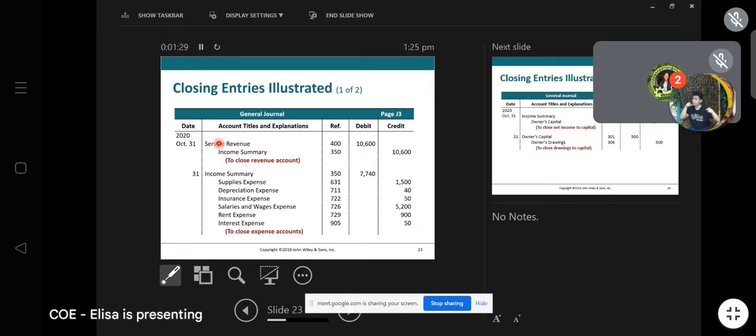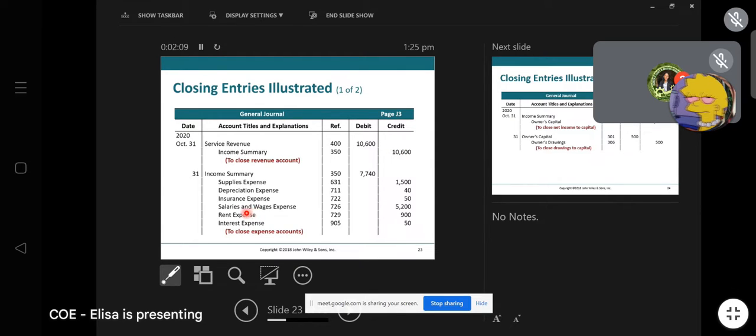Since we will close the temporary accounts by way of closing, we reverse the entry. For example, the service revenue account is a credit account. So we debit it, put in our reference number or account code, and then we credit that to income summary account, which is 10,006. So we're done with entry number 1.